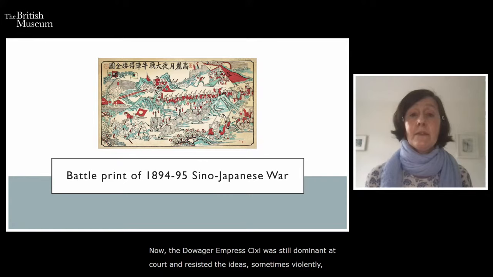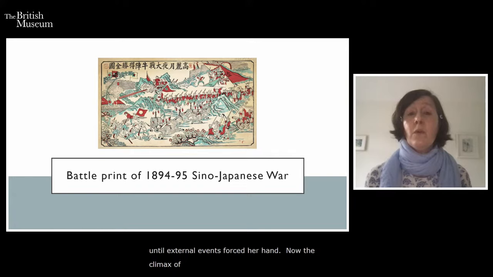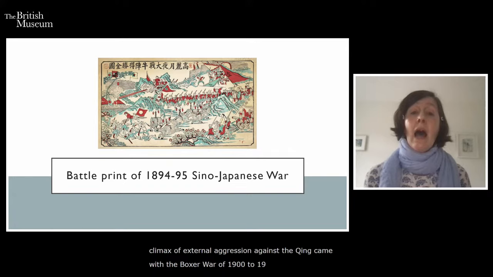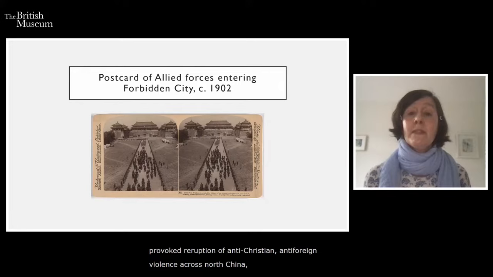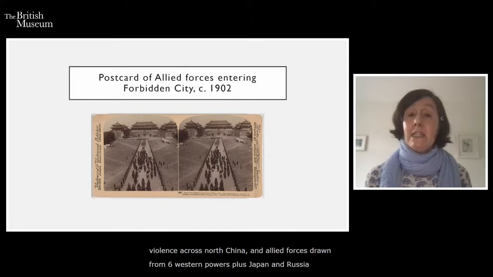Now, the climax of external aggression against the Qing came with the Boxer War of 1900 to 1901. After a provoked eruption of anti-Christian, anti-foreign violence across North China, an allied force drawn from six Western powers, plus Japan and Russia, brutishly occupied Beijing and Tianjin in the north of China. They drove the Qing court into temporary exile, they vandalized the capital, and extracted yet another heavy indemnity.